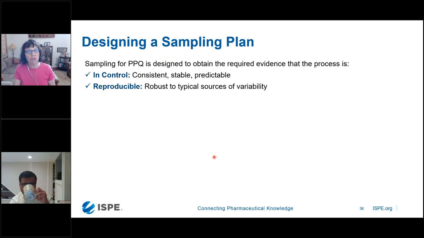Now let's talk about the difference between stage 3A and stage 3B. Stage 3A and stage 3B are not terms you will find specifically identified in the 2011 FDA guidance document. They are terms that have been developed by industry and they're well recognized across the pharmaceutical industry.